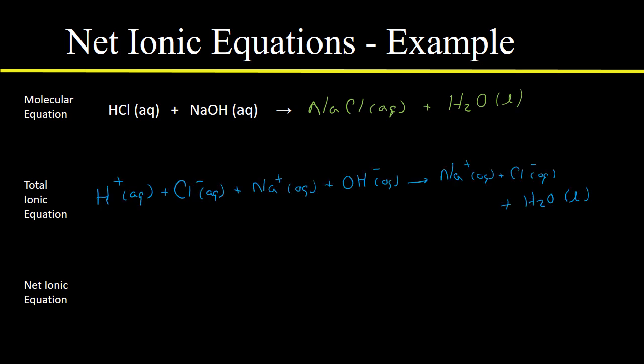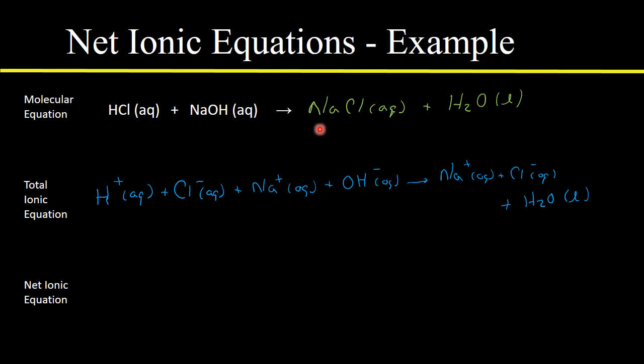All right, so for the total ionic equation, I just took these and broke them up. Of course, hydrochloric acid is a strong electrolyte, strong acid, strong electrolyte. So I broke that up into H+ and Cl-. Sodium hydroxide is a strong base, so that's a strong electrolyte. I broke that up into sodium ions and hydroxide ions.